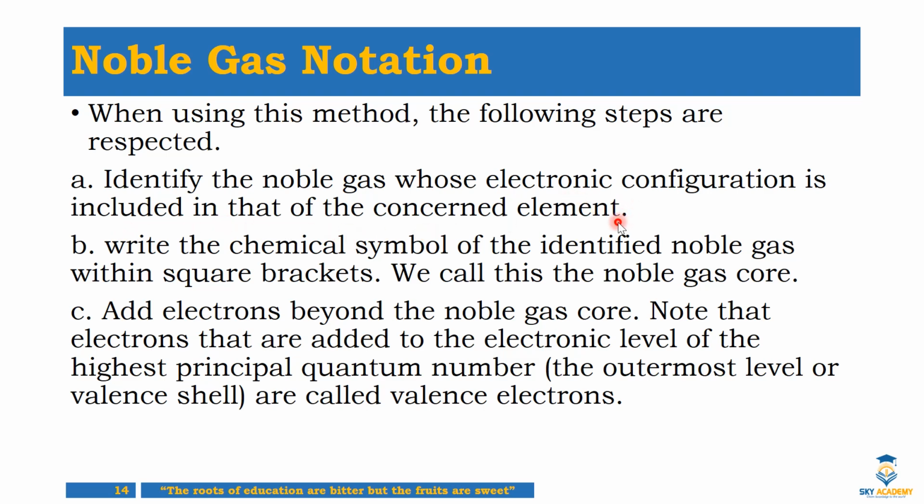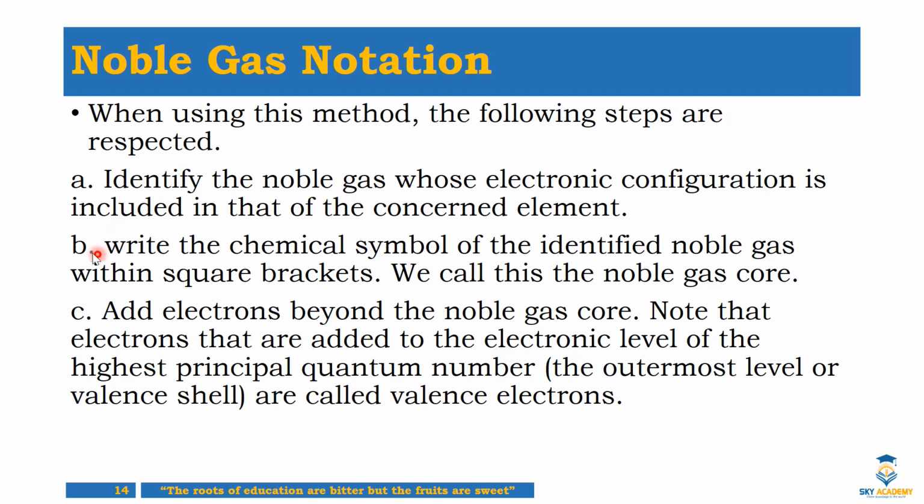For example, if I'm doing the electron configuration of carbon, the concerned noble gas is helium, because carbon has 6 electrons, so the only noble gas concerned is helium. But if I'm doing, for example, the electron configuration of sodium, the concerned noble gas is neon, because neon has 10 electrons and sodium has 11 electrons. This means that neon is included in sodium.